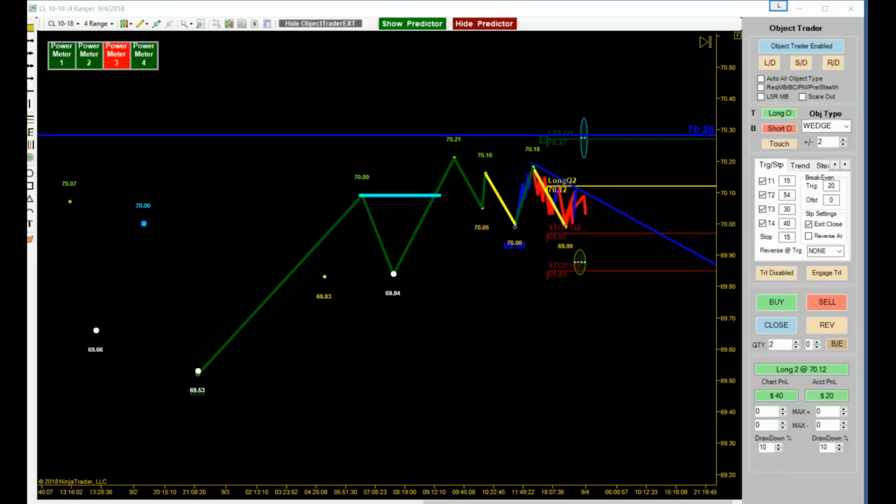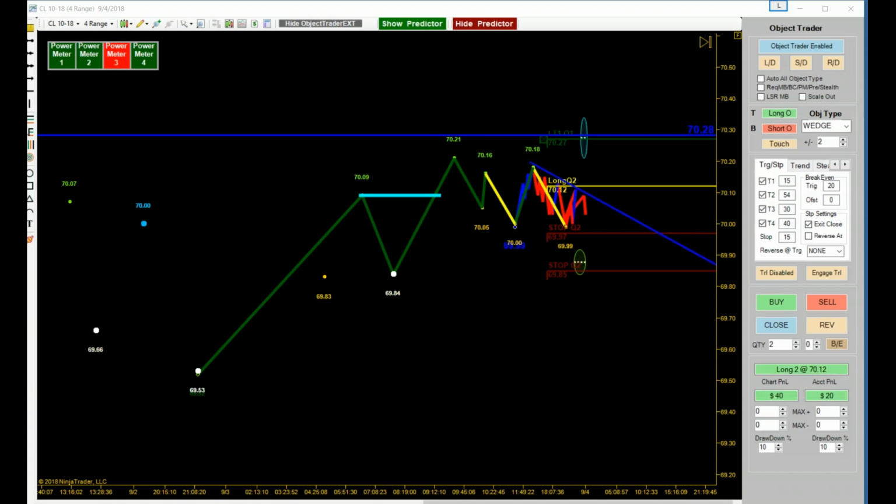When you're trading, which of the tools do you like the best? Do you use the region? Do you use the ray, the wedge type trade? Do you use bar close? Do you use stealth? Which is your favorite go-to tool on there?